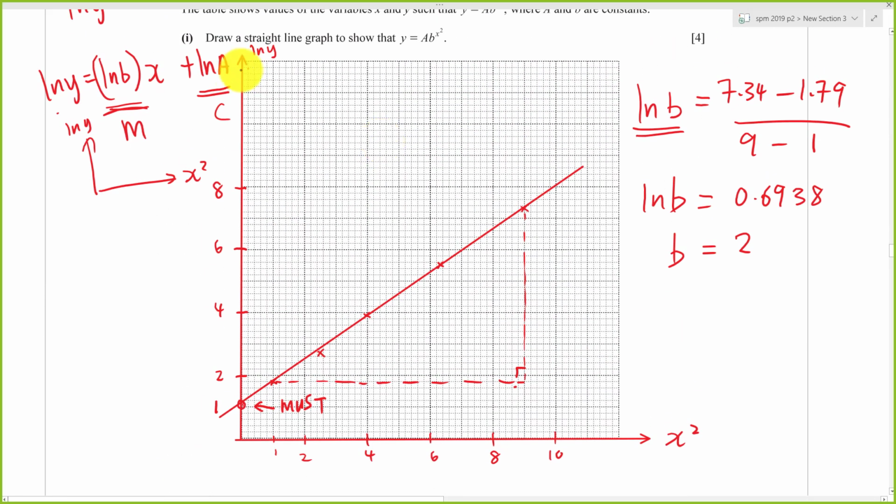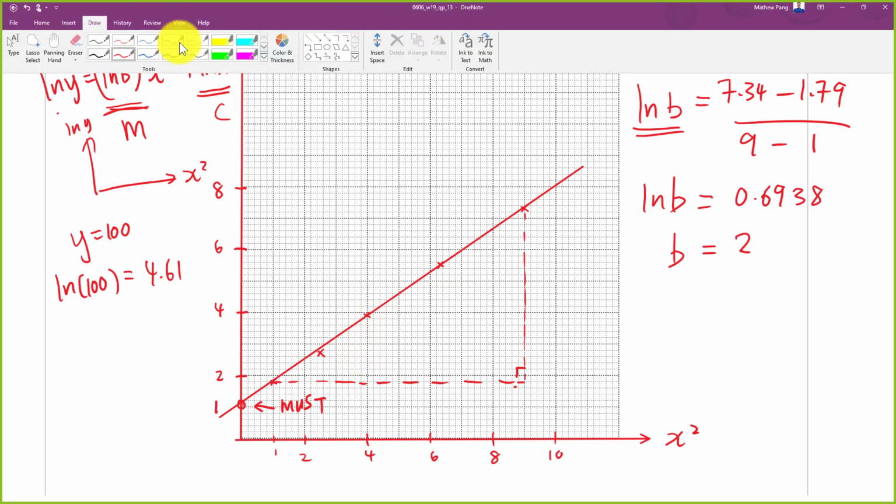And then last thing, they ask you to estimate the value of x when y equals to 100. Yeah, a lot of students, they're trying to find the 100 here, and then you realize you couldn't find because this is not y, this is ln y. Alright, so therefore when y equals to 100, I'm going to do ln 100 because it's ln y, isn't it? I want to know what is the value in my graph here. So ln 100, I will get 4.61.